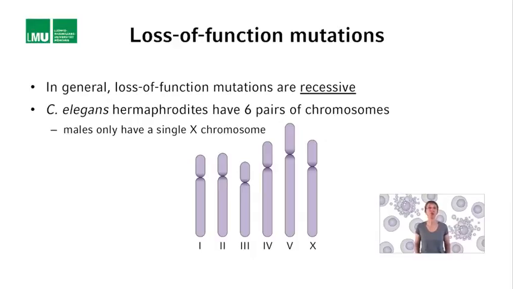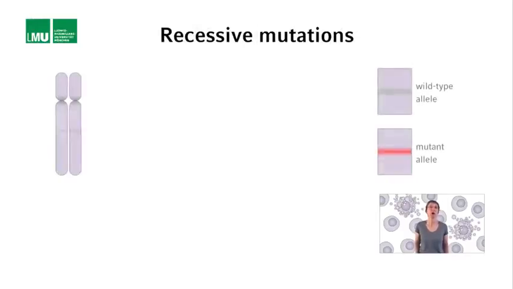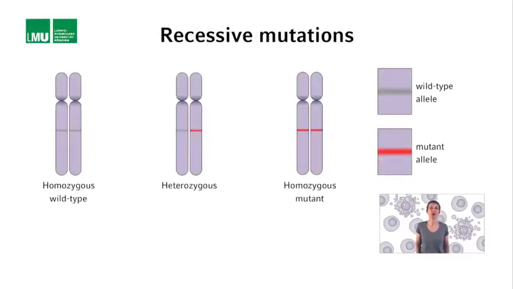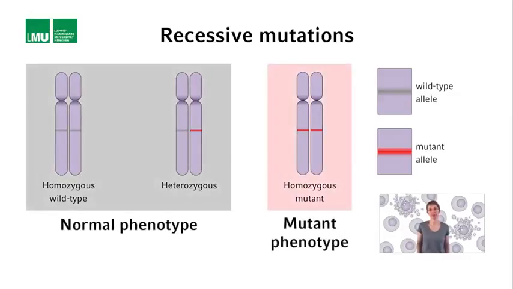If humans and worms have 2 copies of each chromosome, it means that humans and worms also have 2 copies of each of their genes. In the case of recessive mutations, both copies of the gene need to carry the mutation in order to see the effect on the gene's function and therefore the mutant phenotype. The animals need to be homozygous for the mutation. The reason for this is that for many genes, one normal wild-type copy of the gene or allele is sufficient to make enough gene product to fulfill the gene's function.